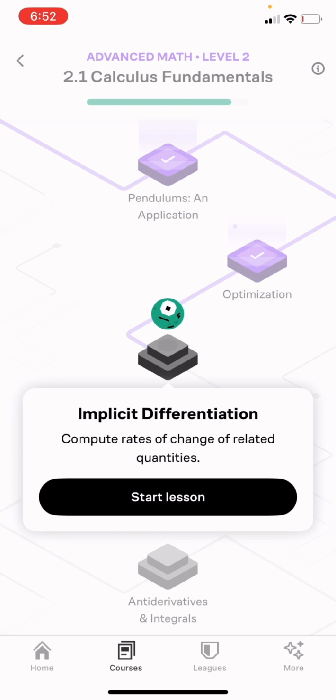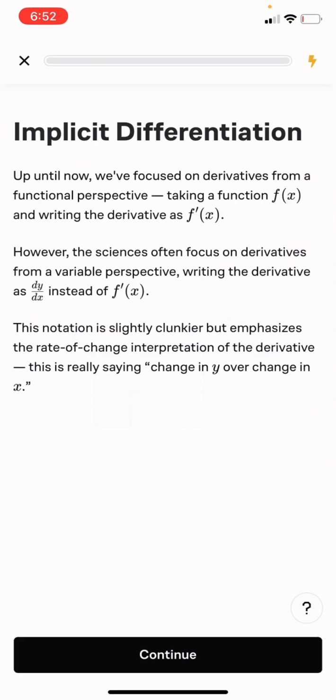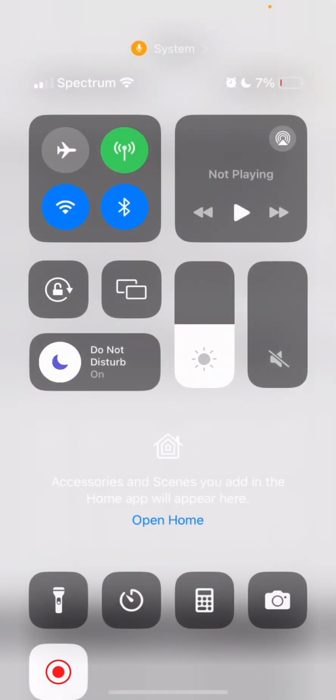Then implicit differentiation, which means computing rates of change of related quantities. That sounds interesting. Let's see that. Implicit differentiation.